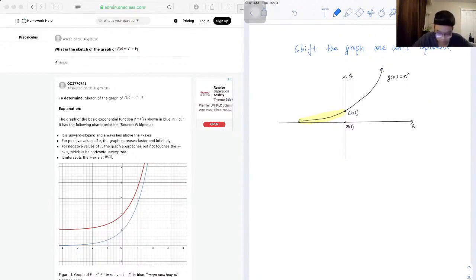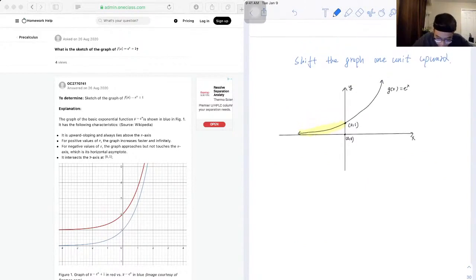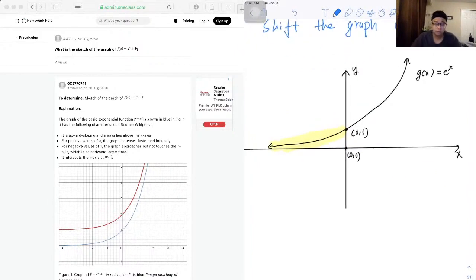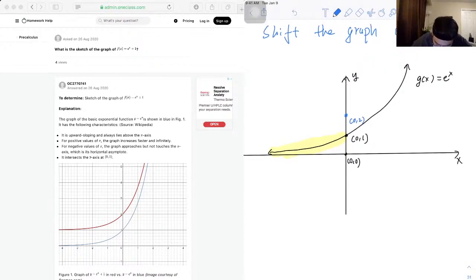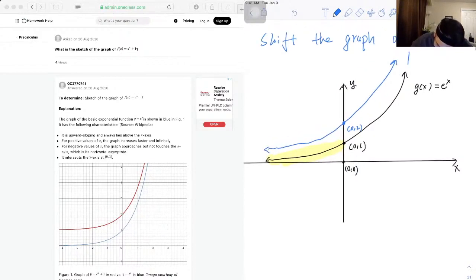So this should be, because we're moving 1 unit upward, the original y-intercept point 0, 1 should become 0, 2. So let's use blue. So from 0, 1 to 0, 2, and so it should look something like this. So that's f(x) is equal to e to the exponent x plus 1.